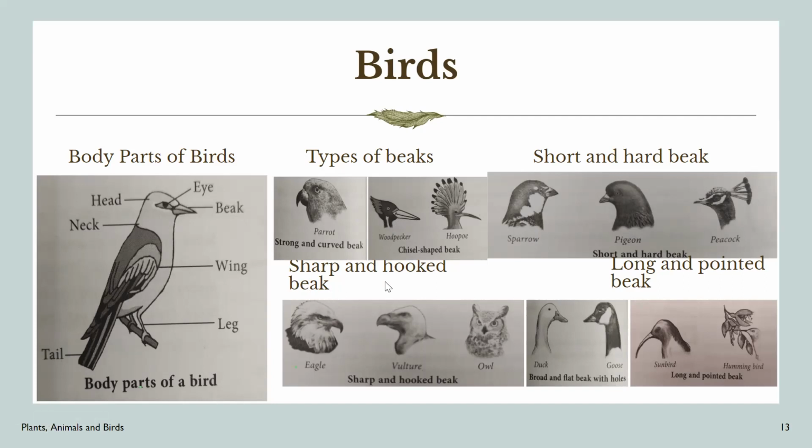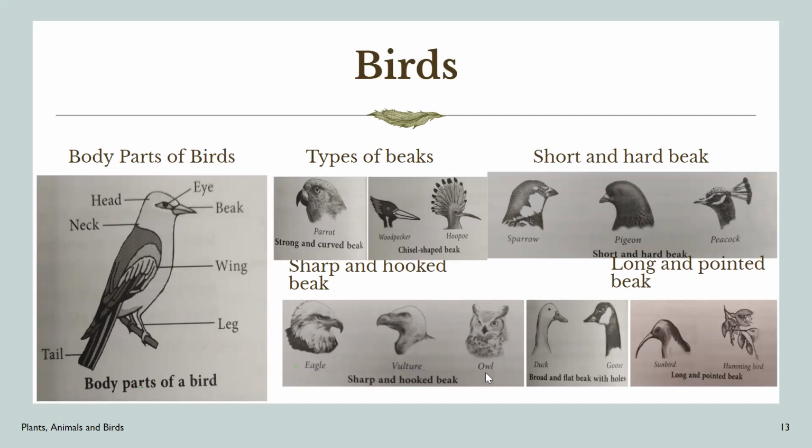Then sharp and hooked beak. Who all does have that? Vulture is having that hooked beak, with the help of which they tear the muscles of dead animals. They are also known as scavengers. Hawks also. And we know that they are scavengers because they feed on the flesh of dead animals, so that the forest won't become a dustbin. Then eagle is there, owl is there. They have a sharp and hooked beak.